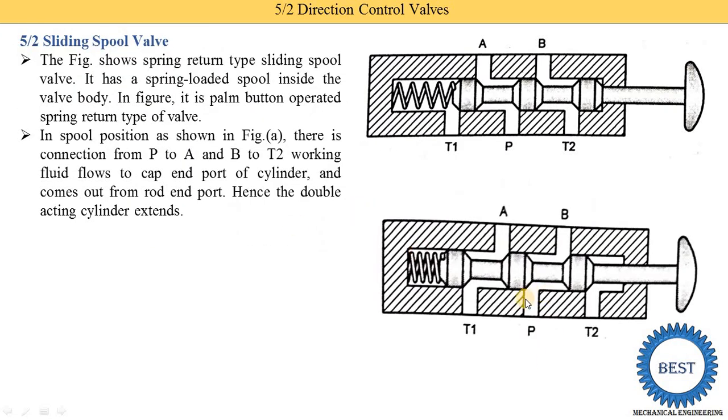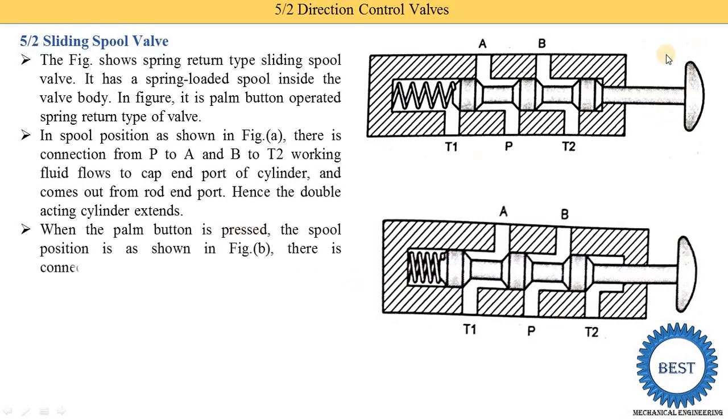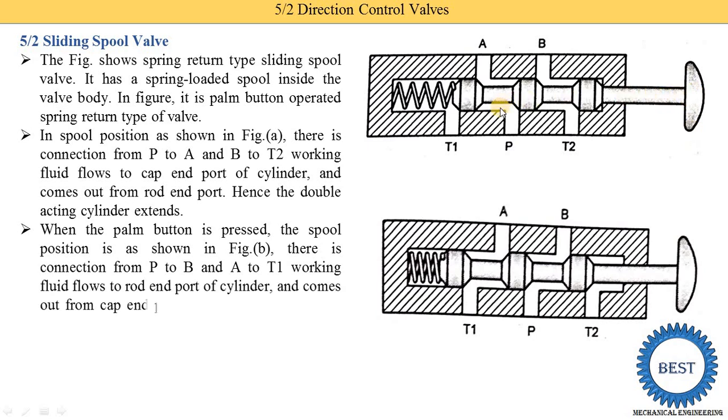Now here you see this is the second position, or figure B. When the palm button is pressed, so here you see this is the palm button and it is pressed, then this sliding spool moves inside, the spring is compressed, and the position of the valve is changed. So when the button is pressed, the spool position is shown in this figure B. There are connections from P to B and A to T1. So here you see this is the P port, and the P port is connected with B.